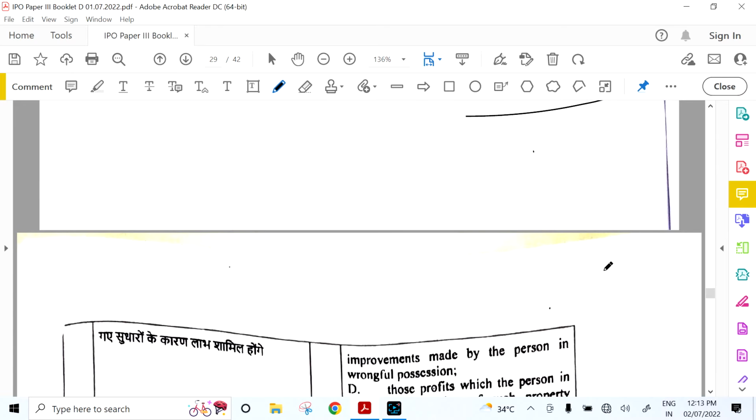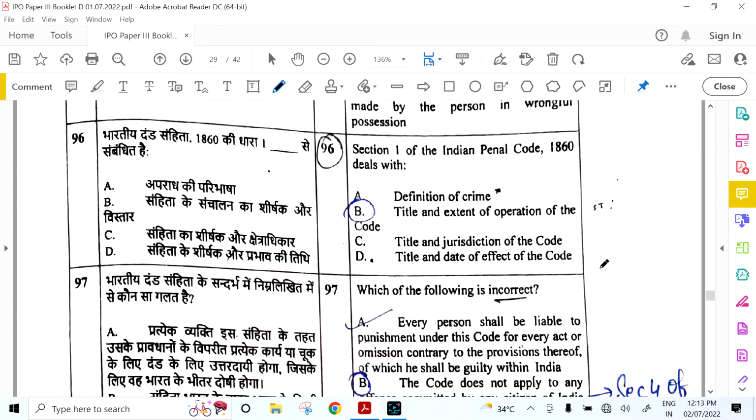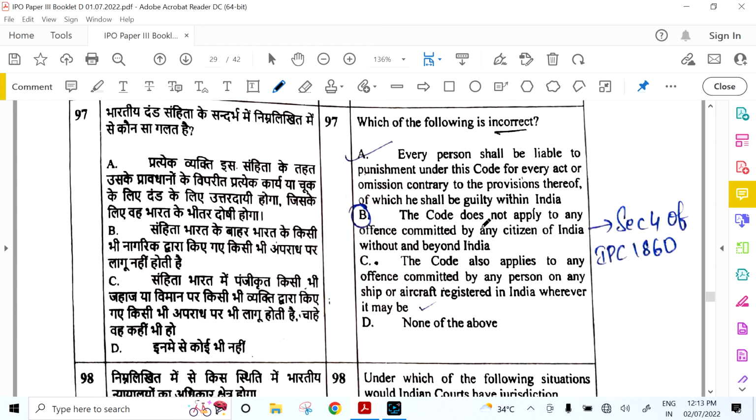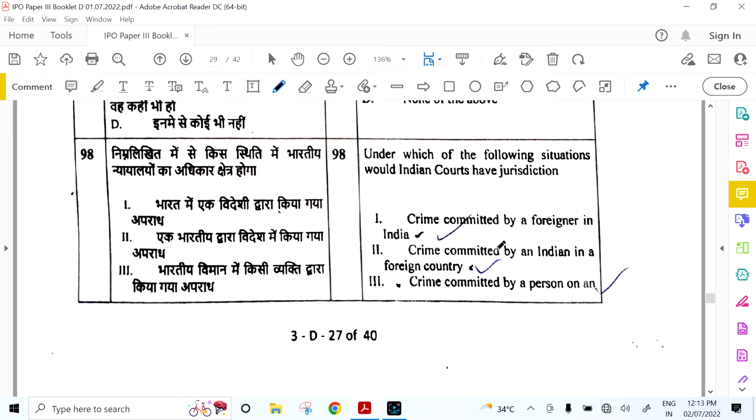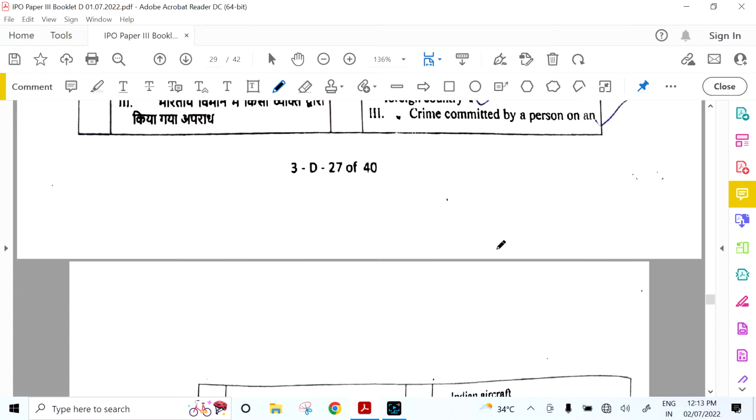It is Rule 212 of CPC 1908. Section 1 of Indian Penal Code 1860 deals with the title and extension of operation of the code. Which of the following is incorrect? The code does not apply to any offence committed by any citizen of India without and beyond India. This is as per section 4 of IPC 1860. This is incorrect.